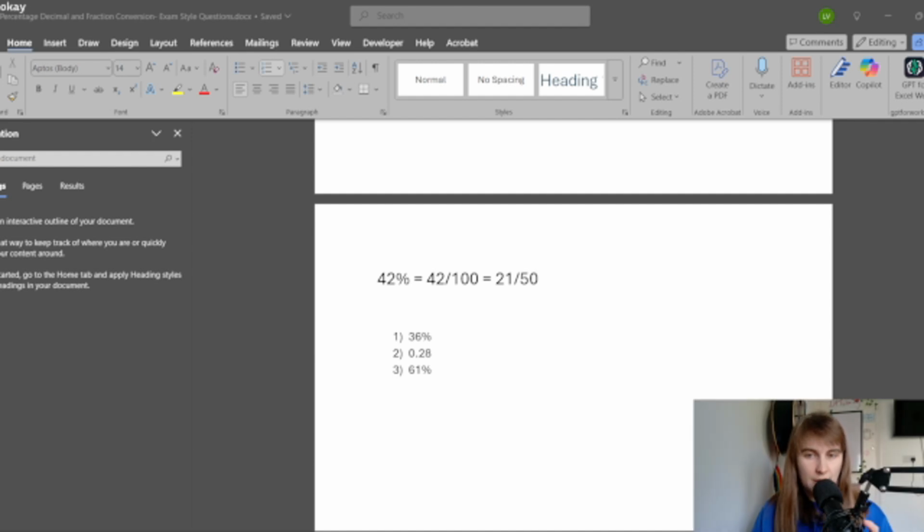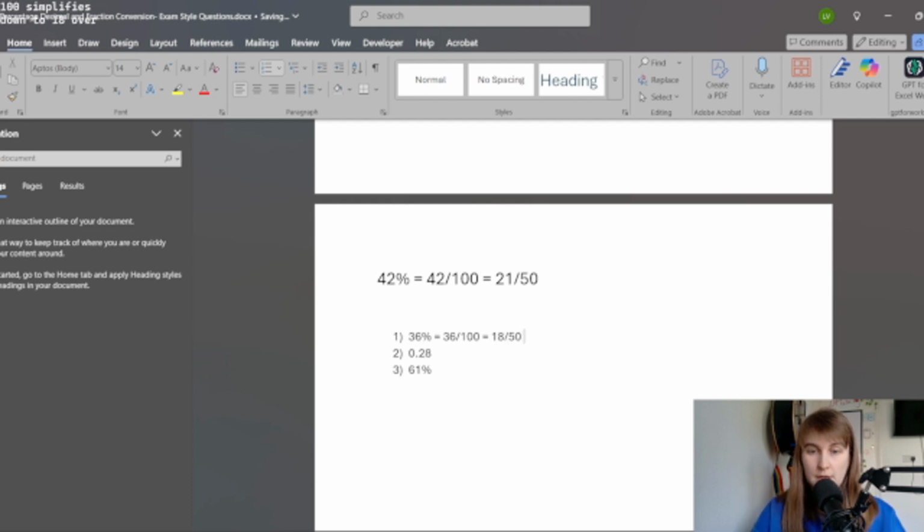Okay, well done. So hopefully we go through the answers. We would have had 36 over 100, which simplifies down to 18 over 50, which simplifies down to 9 over 25, which is great. And then here we'd have 28 over 100, which simplifies down to 14 over 50, which simplifies down to 7 over 25. And finally, 61 over 100 is as it is. It won't go any further than that.